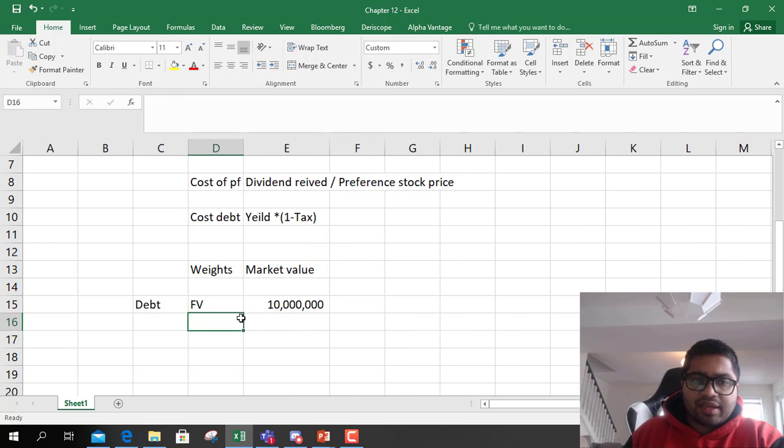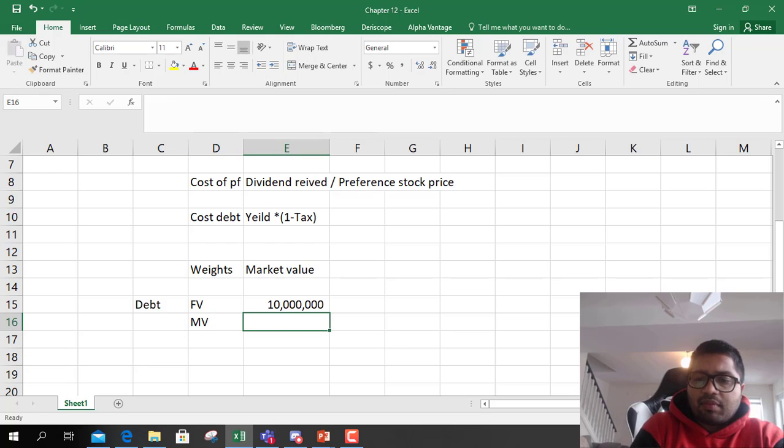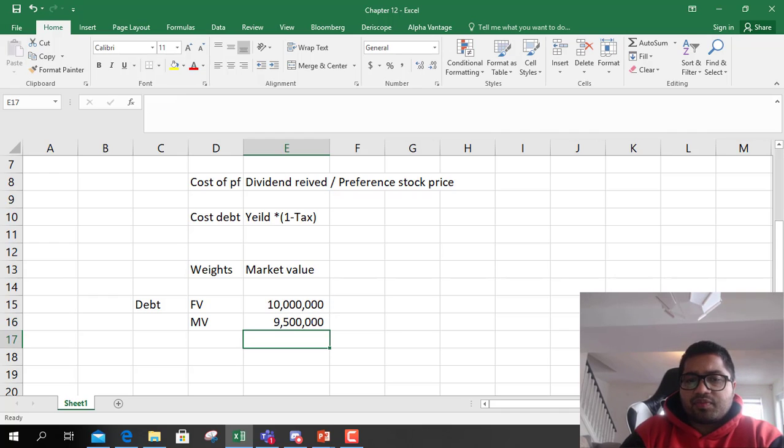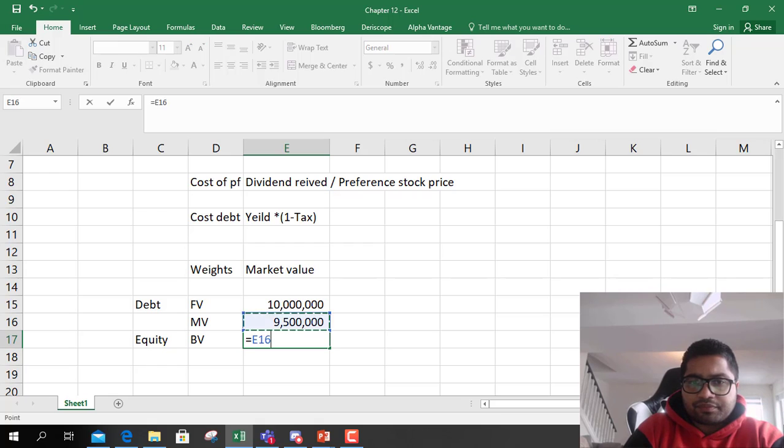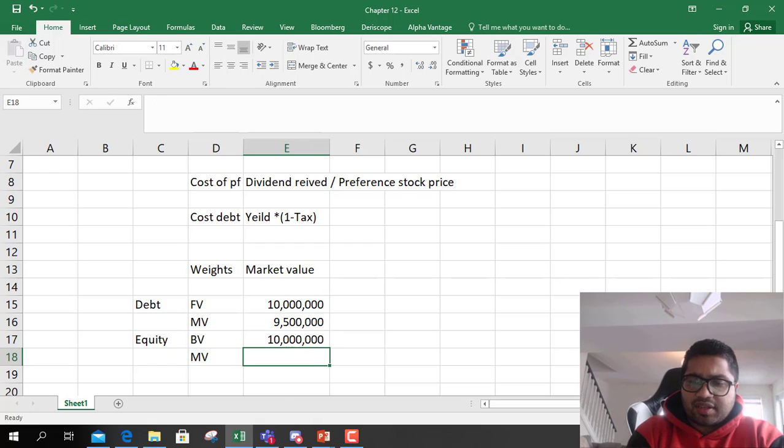Okay, face value is 10 million and market value is given. Market value is 95% of face value, so 9.5 million. Same way, for equity, face value or book value is given, which is 10 million, and market value is given. Market value is $30 a share into 1 million shares. That is 30 million.